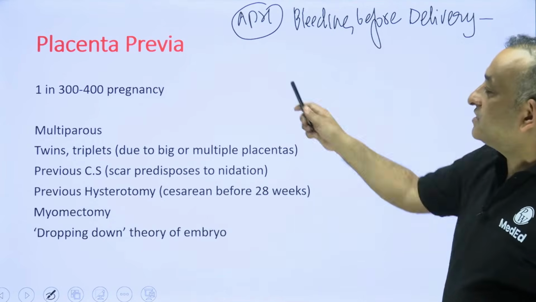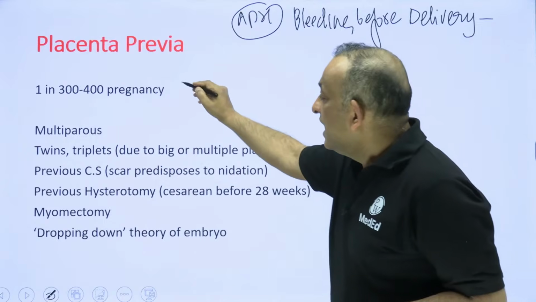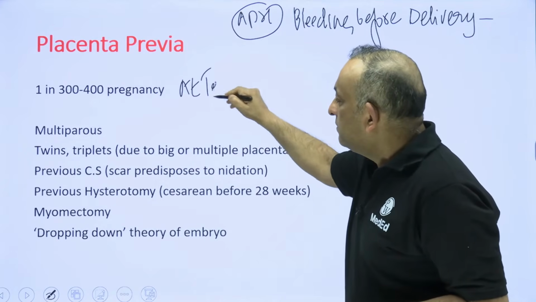Let's move on. So placenta previa is 1 in 300 to 400 pregnancies at term. What does that mean?